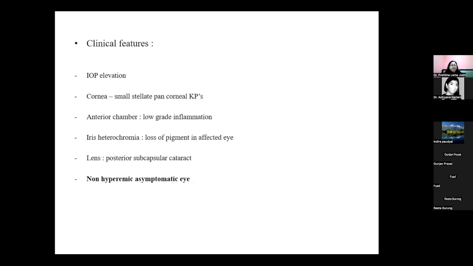Clinically, we will see raised intraocular pressure. In the cornea, there will be presence of small stellate KPs. The anterior chamber will show low grade of inflammation. There is iris heterochromia, loss of pigment in the iris. In the lens, there will be posterior subcapsular cataract. But the eye is not red or hyperemic.